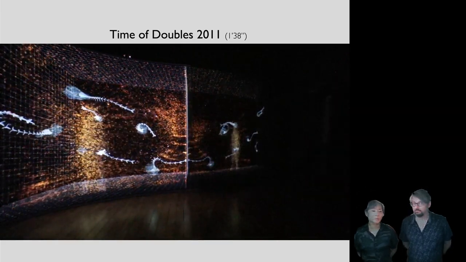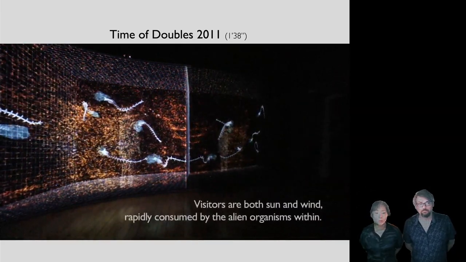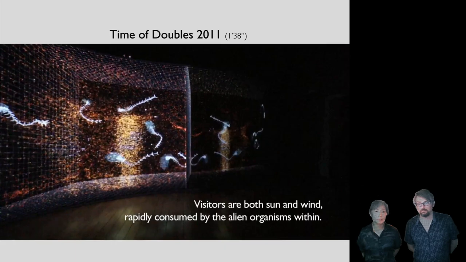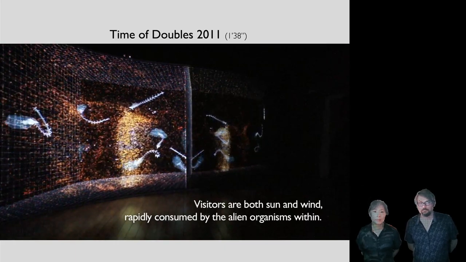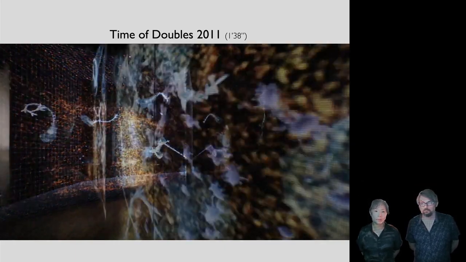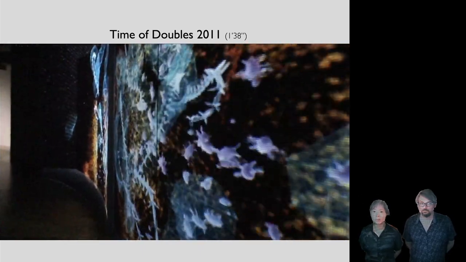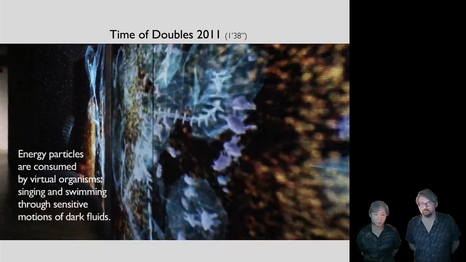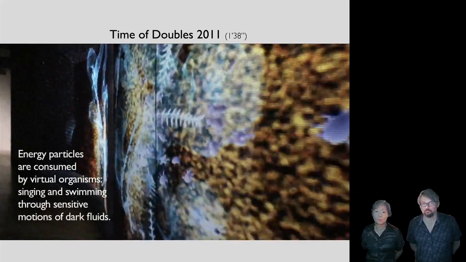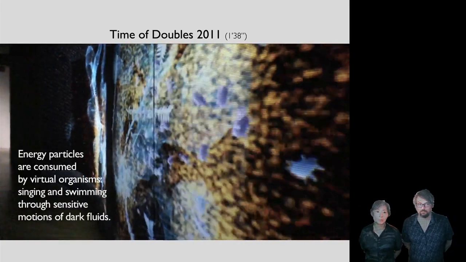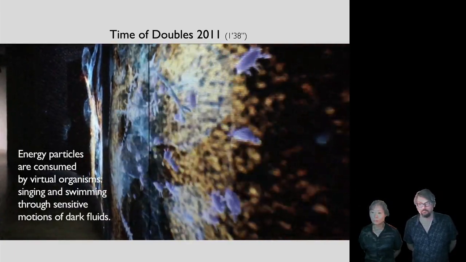So Time of Doubles realizes the coexistence of multiple doubles in mirrored worlds, in which organisms grow and adapt to an environment in part shaped by you, where your body influences currents of the wind while your virtual self is consumed by creatures.